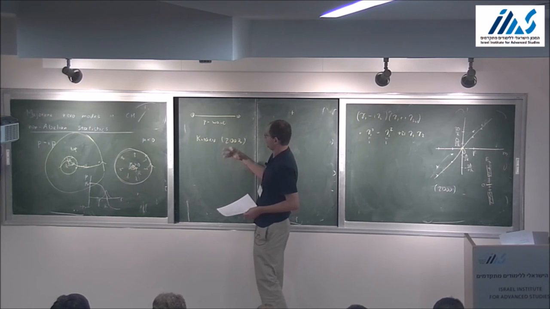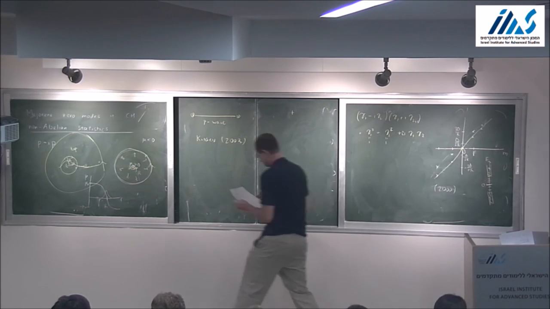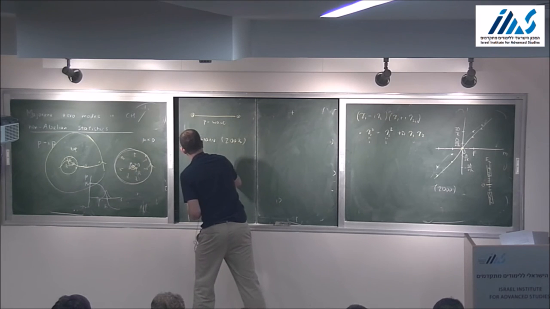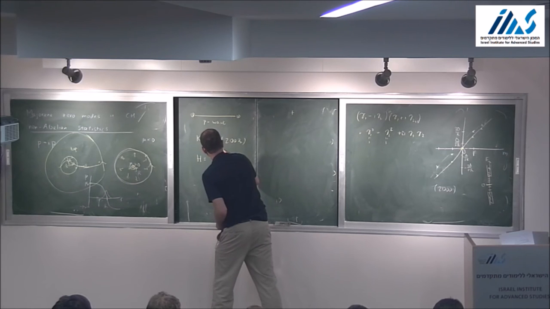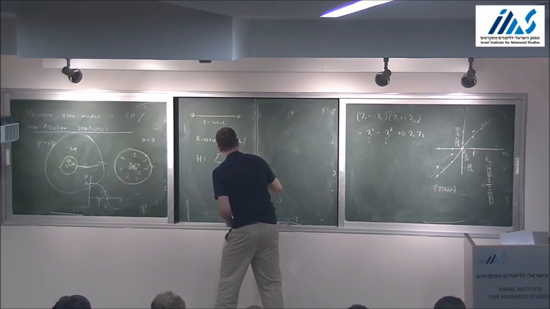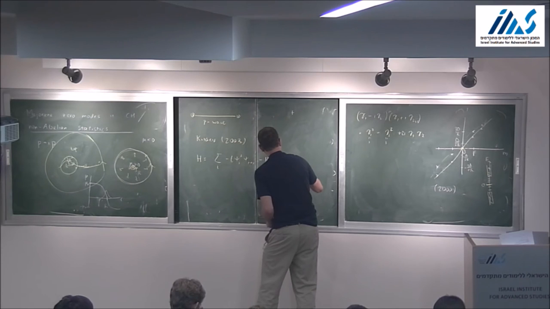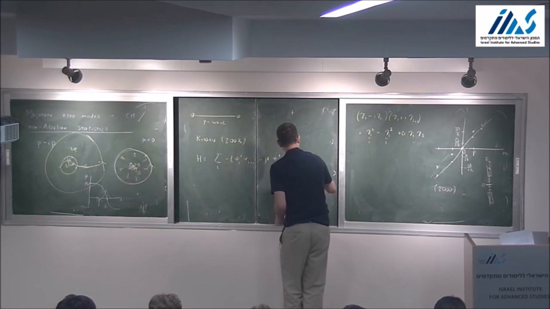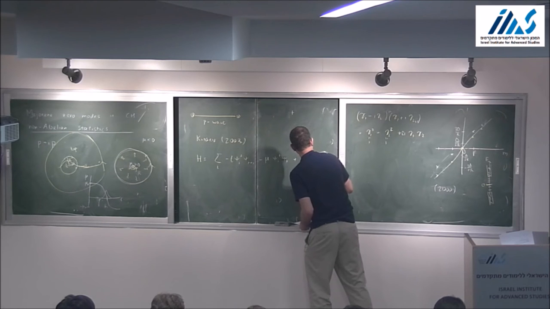Solving this is actually very easy using what we've done for the 2D case. So let me write a Hamiltonian. It's just the 1D version of the Hamiltonian we already wrote. There's a hopping, there's some chemical potential, and then there's a pairing term, but now there's only one spatial direction. So it's simpler.